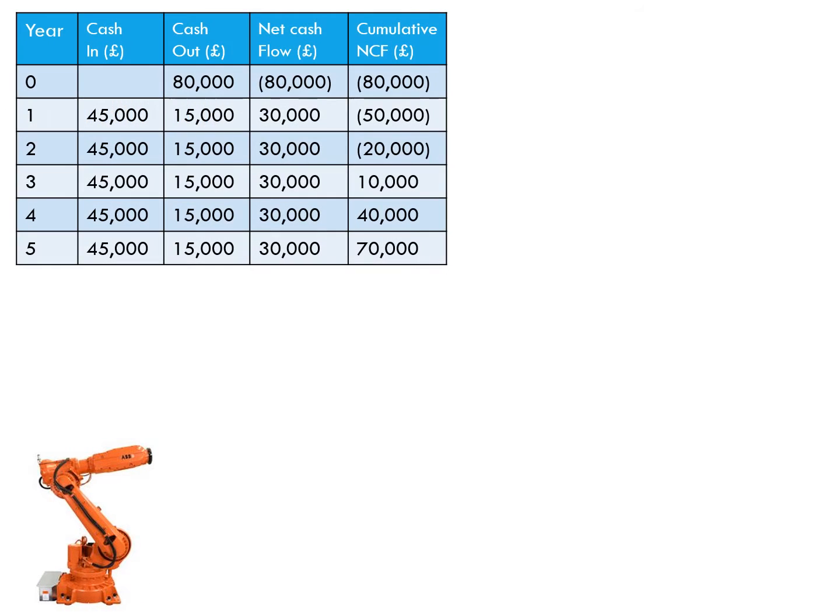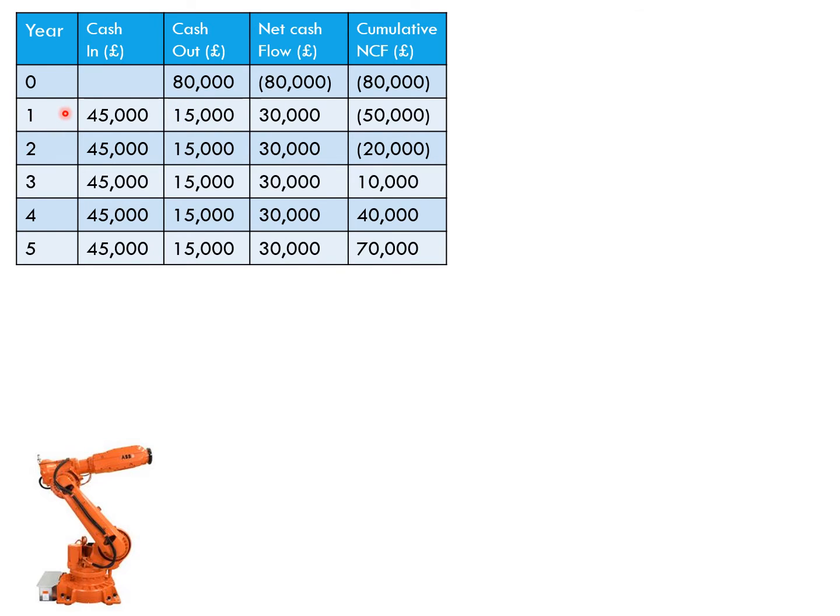Now, unfortunately, we don't always get a nice round number like it pays back in exactly 3 years. Sometimes our calculation has to be a little bit more complex. So let's look at another example here for our robot gizmo. And this is what we're going to assume this time. We're going to assume the robot costs £80,000. That's the initial capital outlay. Its annual return is £45,000. And its annual running costs are £15,000.